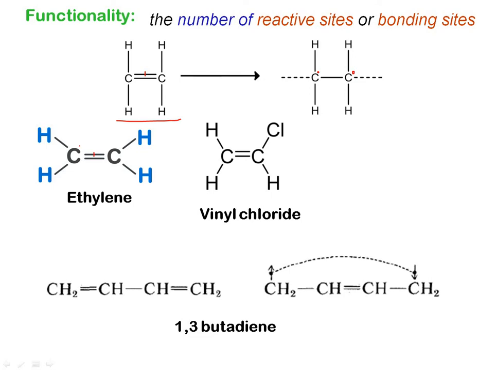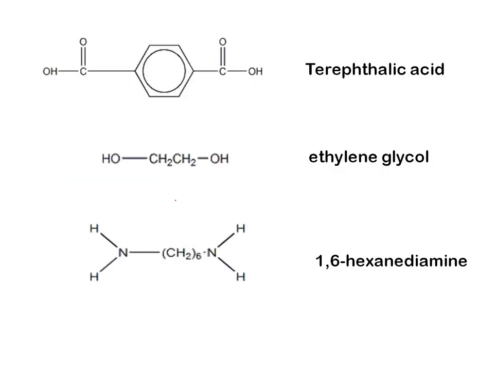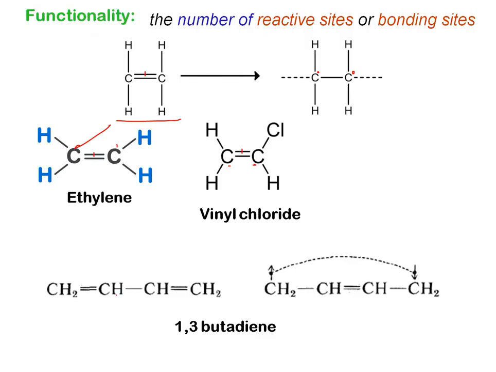So by breaking this double bond, we can get two active sites on it. Similarly, vinyl chloride has one carbon here and one carbon here, two active sites by breaking this double bond. Similarly, 1,3-butadiene, here you can see two double bonds are present.